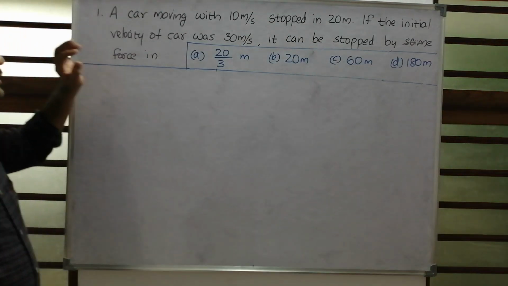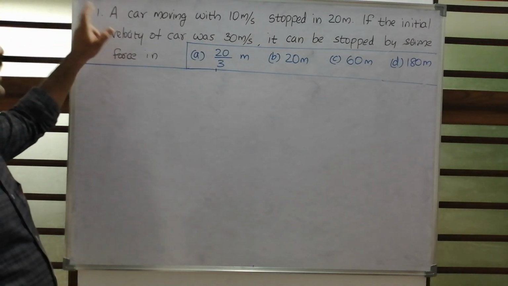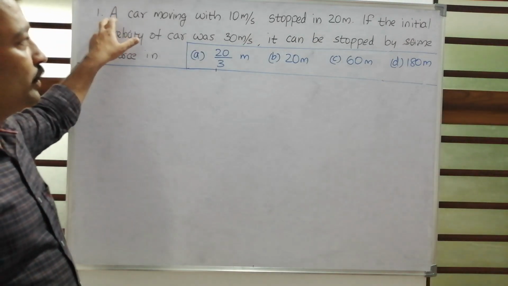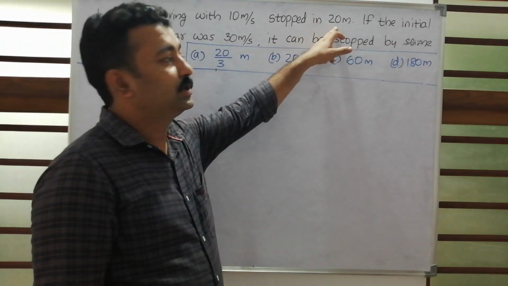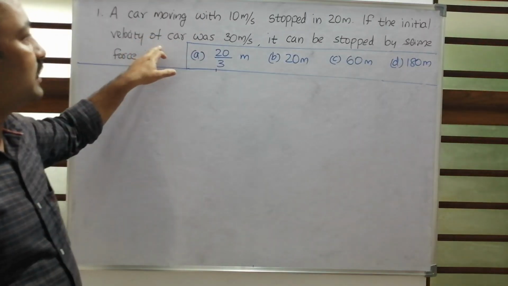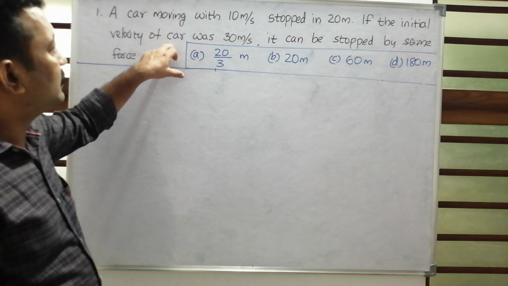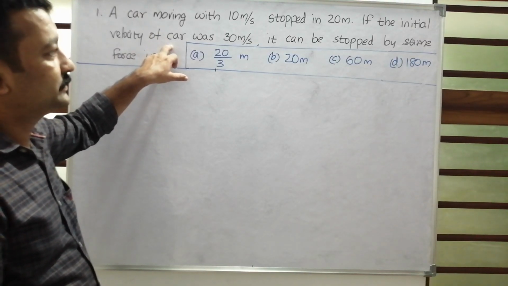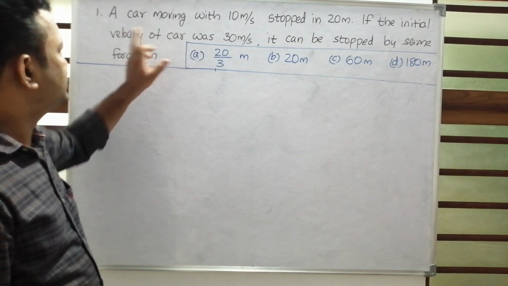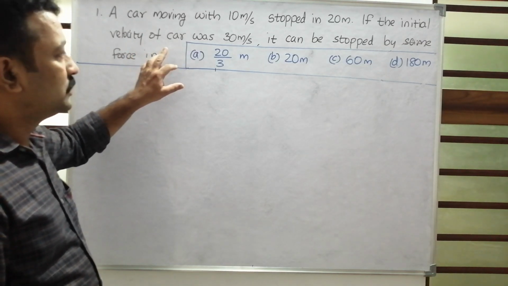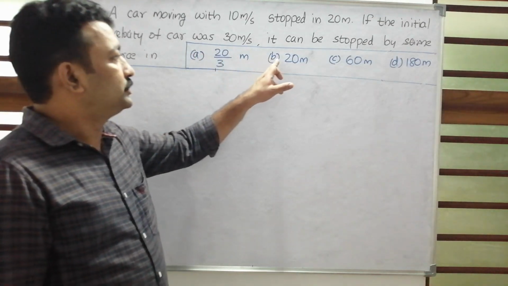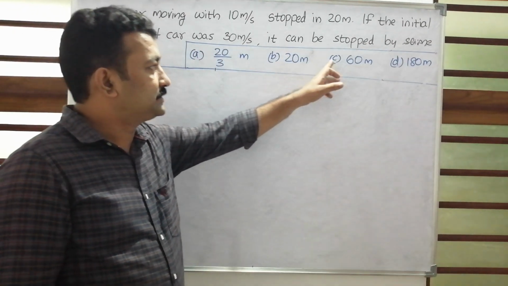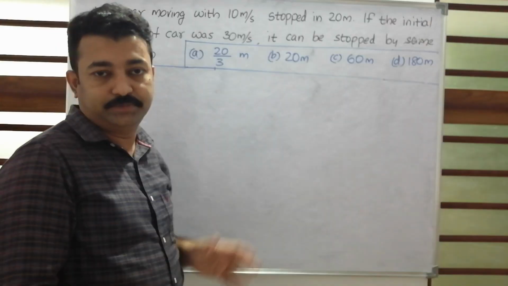Here we have question number 1, in which a car moving with 10 meter per second is stopped in 20 meter. If the initial velocity of the car was 30 meters per second, it can be stopped by the same force in, options are: option A, 20 by 3 meter; option B, 20 meter; option C, 60 meter; and option D, 180 meter.